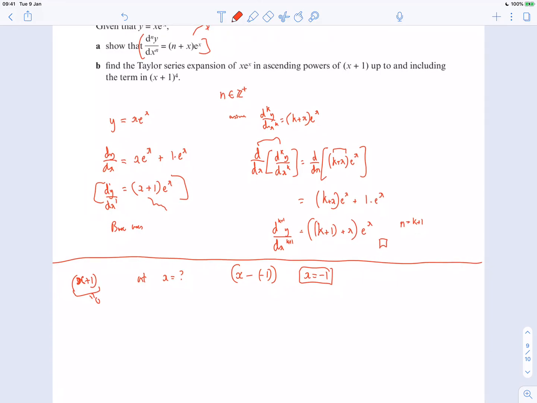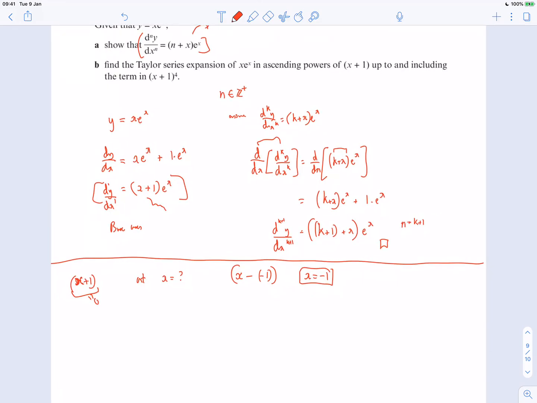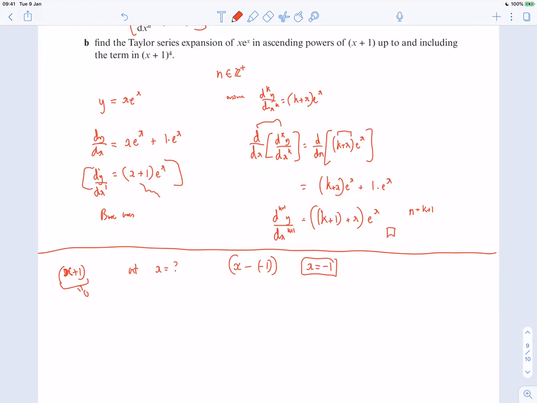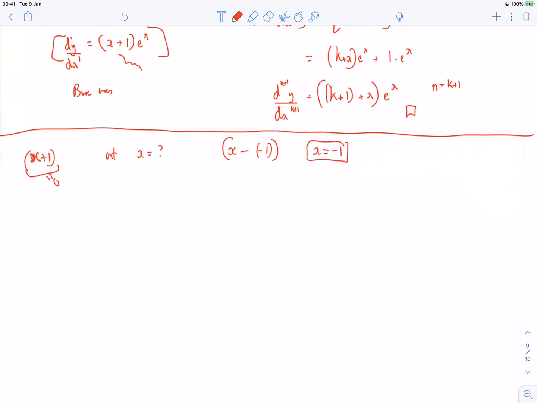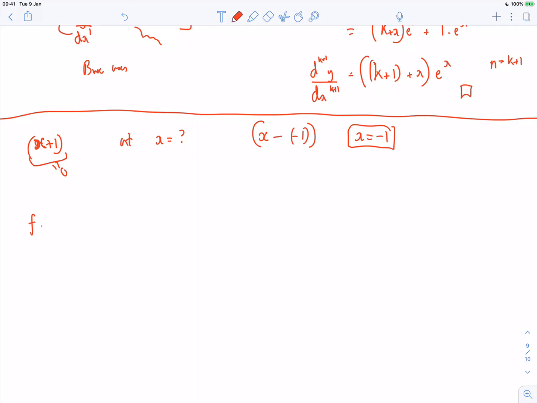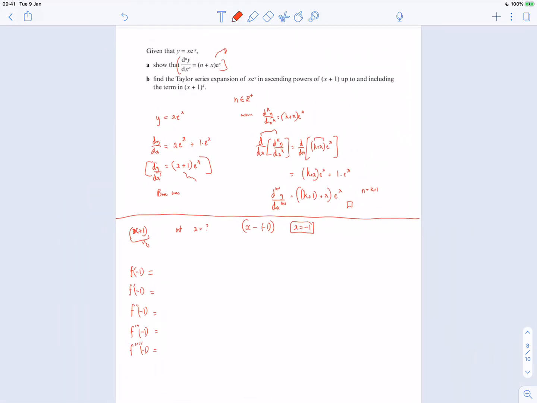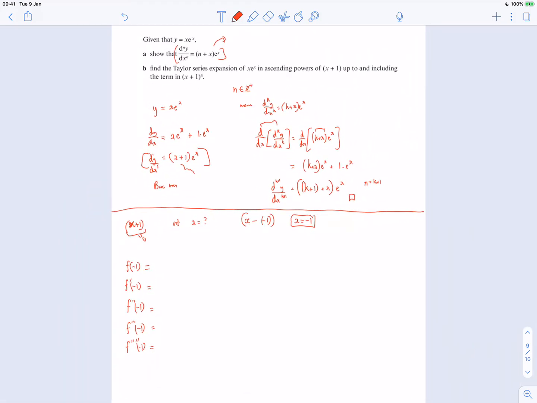So really, we need up to the fourth term, do we? Or rather to the x to the 4 term. So let's just crack out some derivatives. f of minus 1, f dashed of minus 1, f double dashed of minus 1, f triple dashed of minus 1, and f quadruple dashed of minus 1. Can probably bang these out fairly quickly, actually. So, what's the original thing? When x is minus 1, I've got minus 1 times e to the minus 1, which is going to be minus 1 over e.